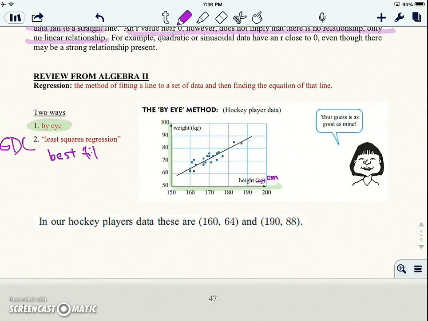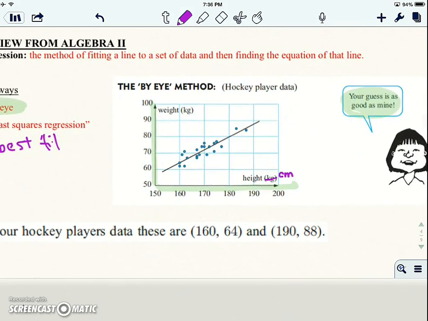So what you do is you kind of draw a line that you think fits best through all your points. Everybody's by eye line is a little different. Again, your guess is as good as mine. That's what this little lady is saying here. And I drew my line and said I think it goes through 160, 64. So that's this point right here. And it also goes through 190, 88. That's this point right here, or close to it.